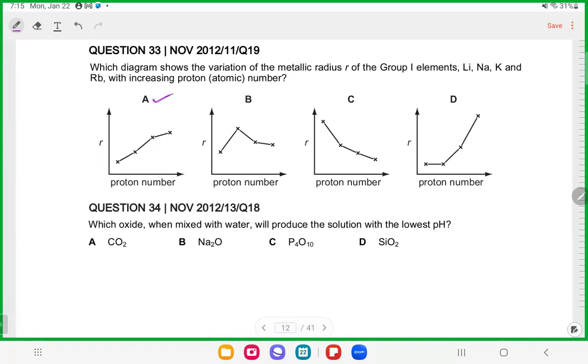Why? Because यहाँ पर इन्होंने दो एलिमेंट का रेडियस एक जैसा लिखा है. It's not possible. एलिमेंट कौन कौन से हैं? Okay, lithium, sodium, potassium and rubidium. So down the group radius increases, but they have drawn two elements with the same radius. So this is not possible. So the closest option is A.